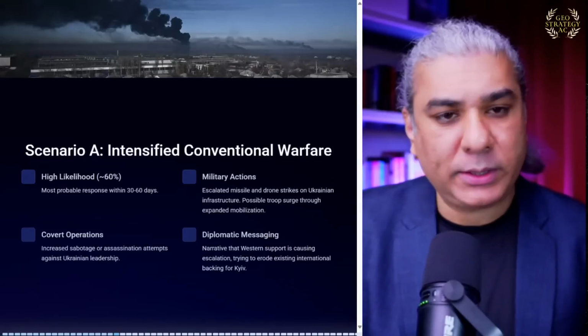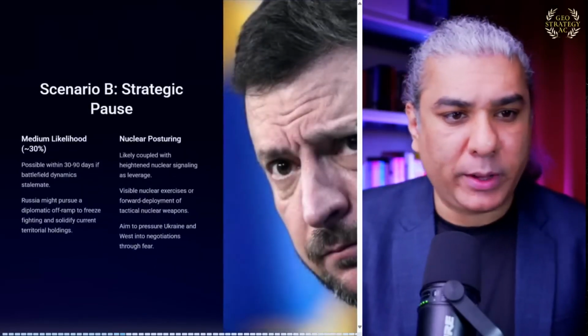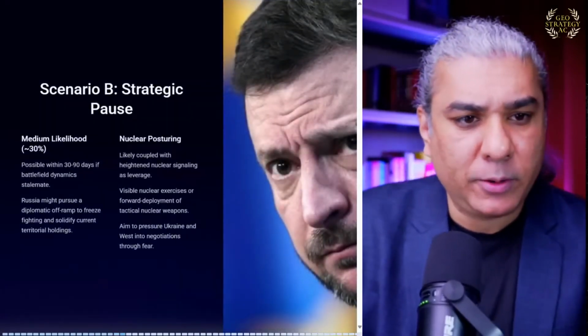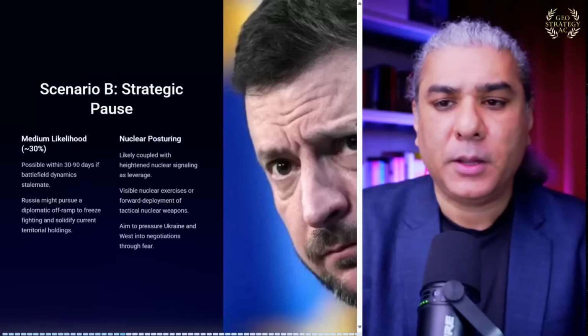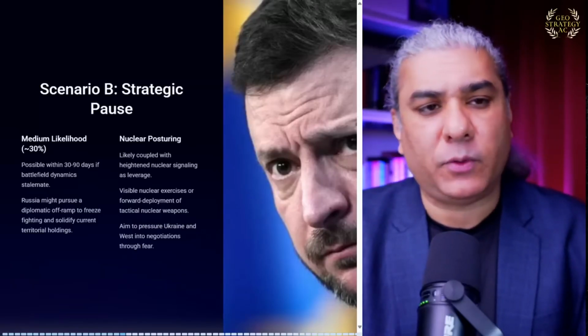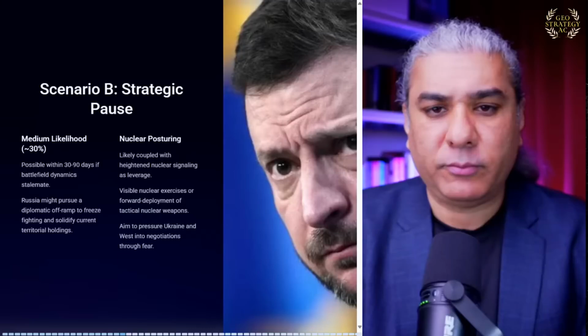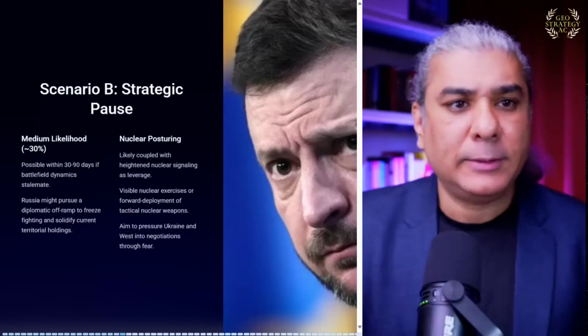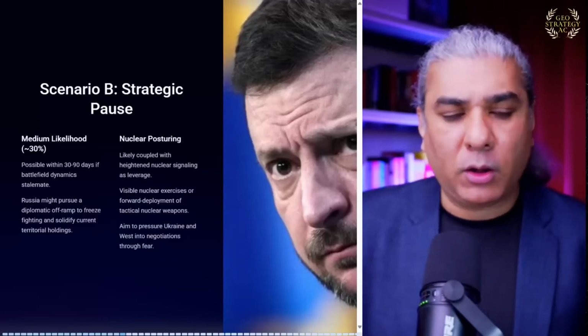So that's scenario A. What is scenario B? It's got about a 30% probability. It's a medium likelihood scenario. A strategic pause. So it's quite strange the way Russia has behaved in this war. It's got massive military strength, but it has allowed this war to meander, to drift, to become a frozen conflict, to become a long war scenario.